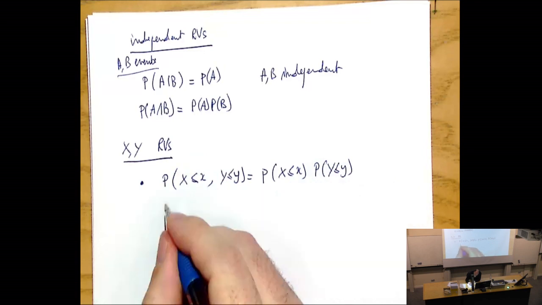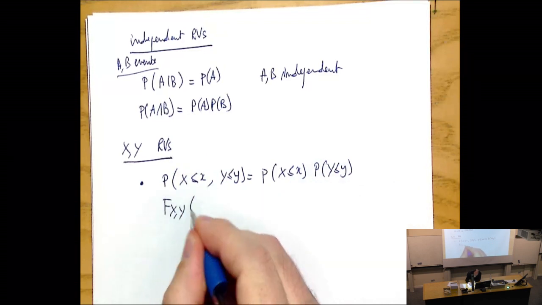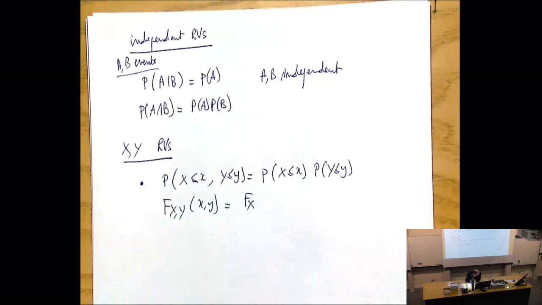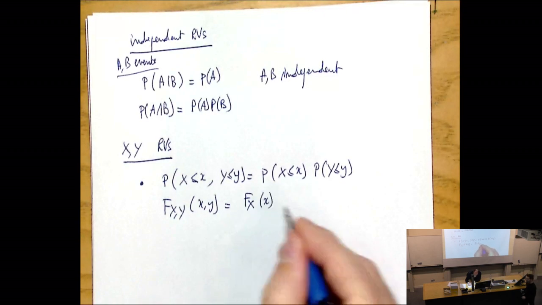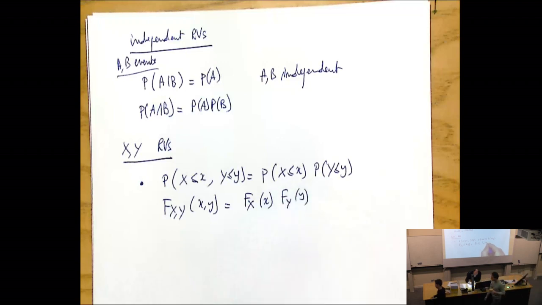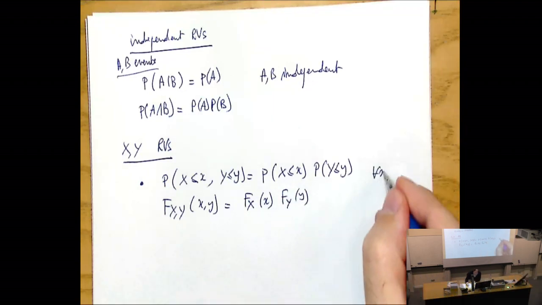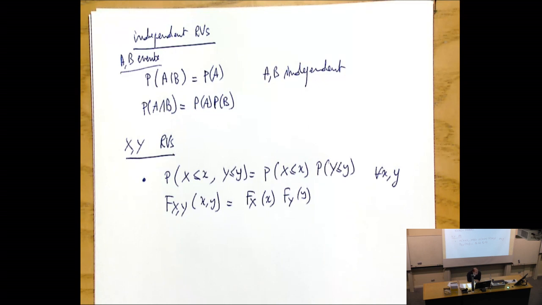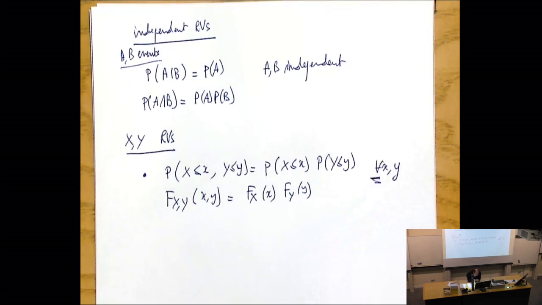Right, so that means the joint CDF evaluated at x, y is essentially the product of the CDF of X evaluated at x and the CDF of Y evaluated at y. And this has to hold for all x and all y. If this works for some x and y, but not for some others, they will not be independent. It has to hold for all. Okay, so this is based on the CDF.